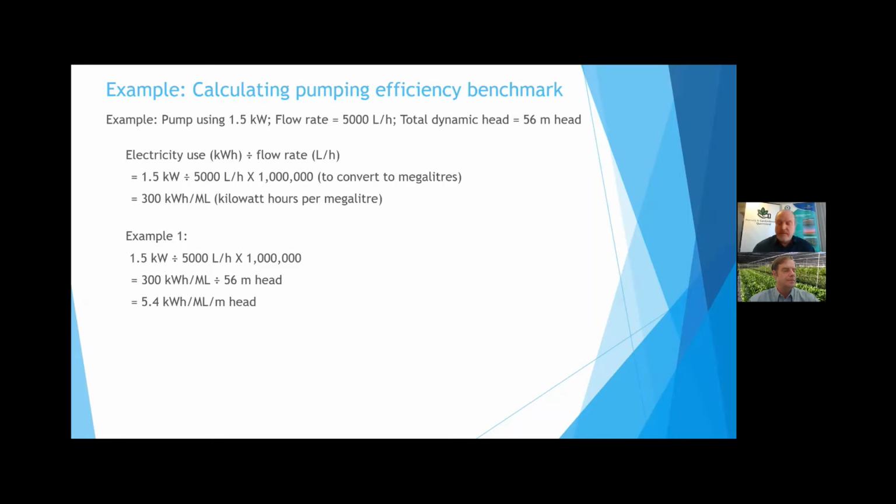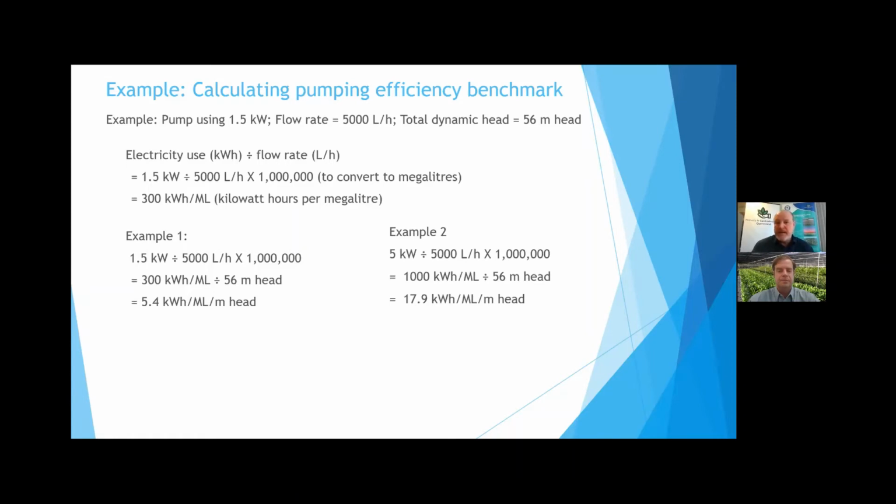And we can take that. But if we were to look at that same example with a 5 kilowatt pump, we end up with 17.9 kilowatt hours per megalitre per metre head, which is effectively 3 times the acceptable benchmark. So this is where we're going. You can actually do these calculations, and even though it's a rule of thumb, it'll give you a ballpark figure of how efficient the system is.